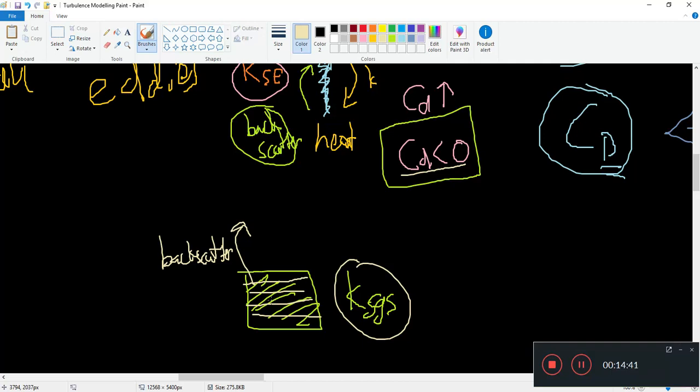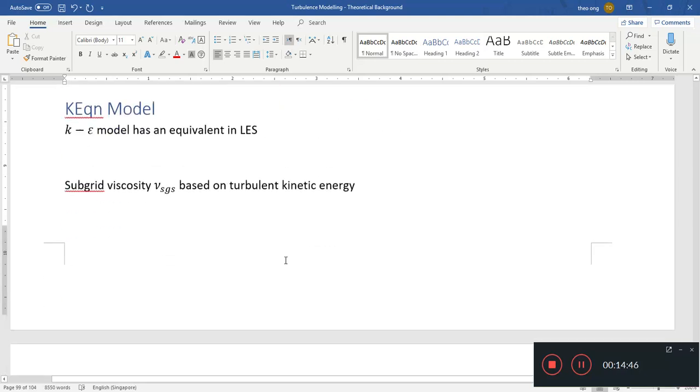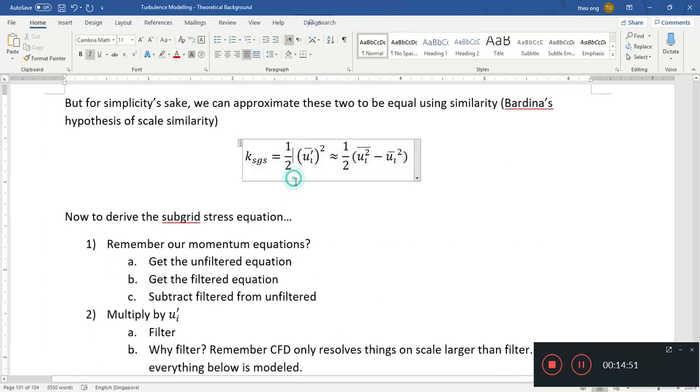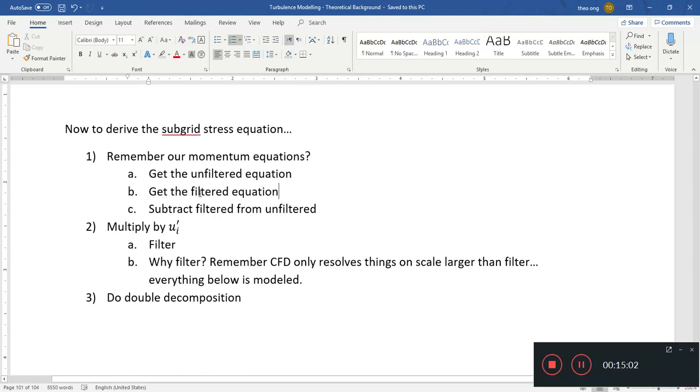So to help remedy that, this KSGS model is being put in place, and it will also help with the numerical stability problem. Okay, so anyway, back to this, we can start deriving one of those equations. Remember our momentum equation. This is the rough way to derive a k equation. We get the unfiltered momentum equation, then we get the filtered equation, then we subtract the filtered momentum equation from the unfiltered.